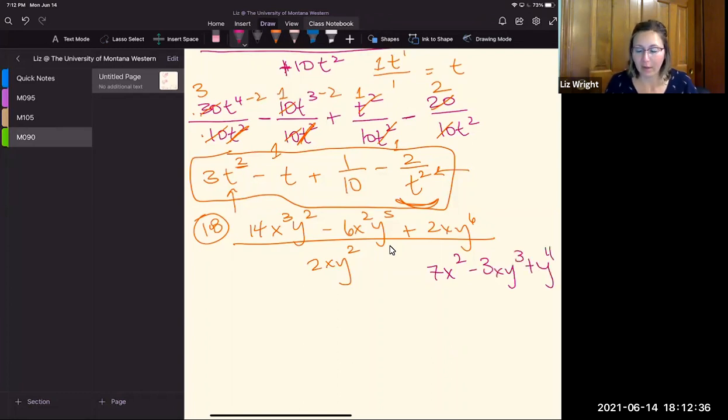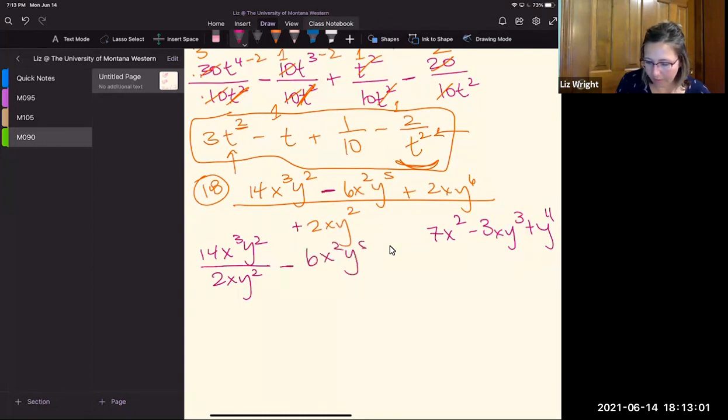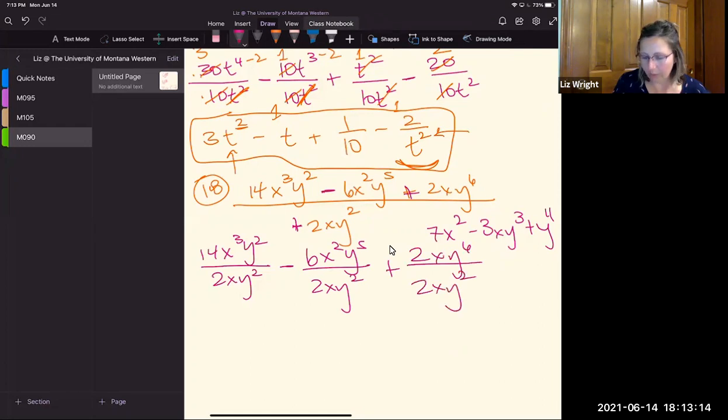So pause the video, see how you do, see if you get that answer, and then I'm going to go through it as well. And again, the first thing I want you to see on your paper is that you're putting each of those terms in the numerator back over the denominator. So I should see 14x cubed y squared all over 2xy squared. Then you've got a negative over a positive, so this is going to be a minus 6x squared y to the fifth all over 2xy squared. Then you've got a positive over a positive, so it's going to be positive 2xy to the sixth all over 2xy squared.